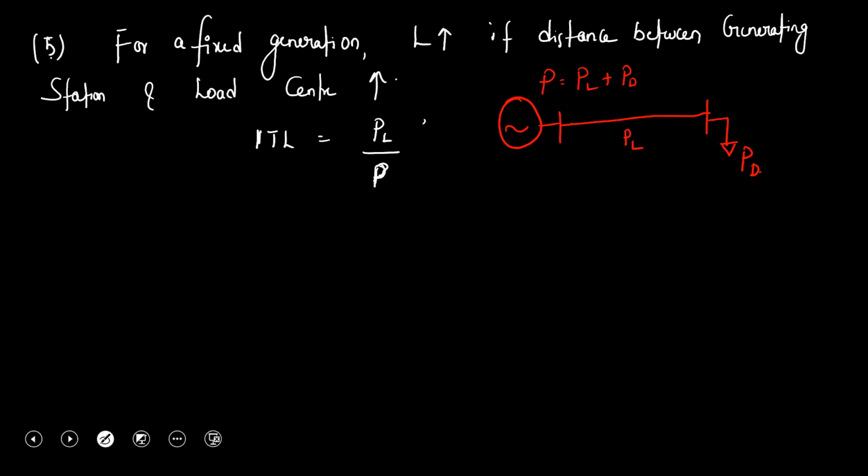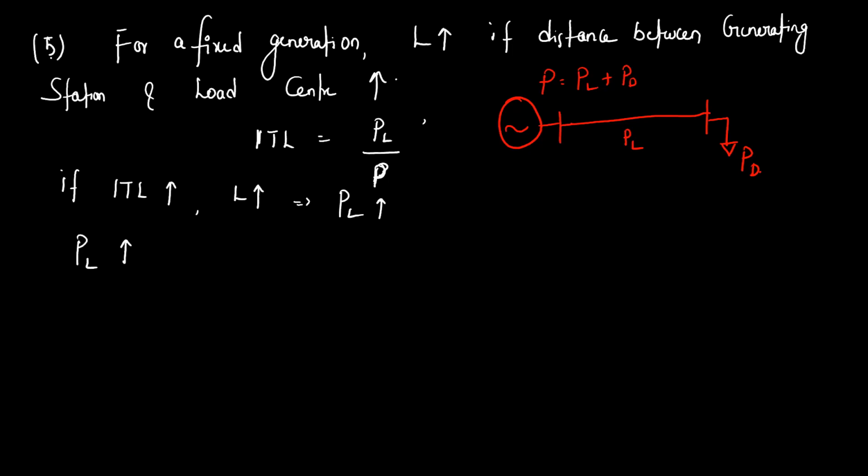So what happens if incremental transmission loss increases? Your penalty factor will increase, that we have already seen. If incremental transmission loss increases, penalty factor increases, but incremental transmission loss is directly proportional to the power loss that is occurring. So which implies your PL also will increase. So when the power loss increases, incremental transmission loss increases and penalty factor increases.